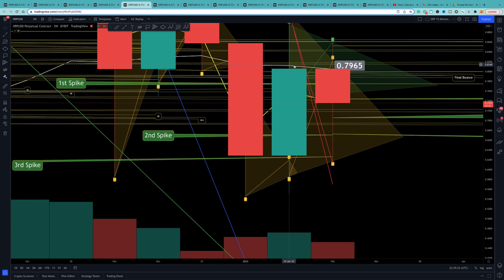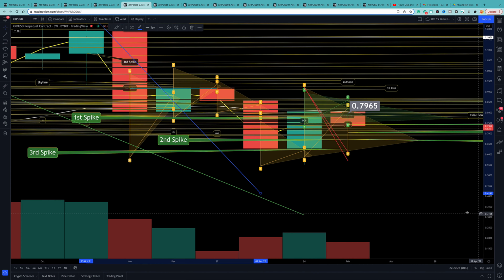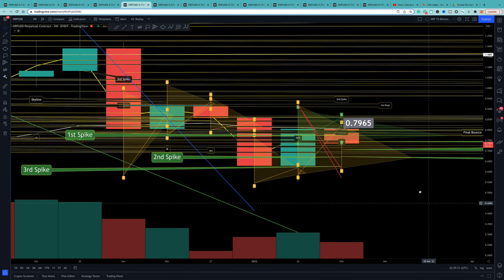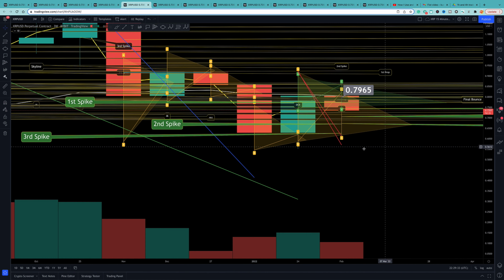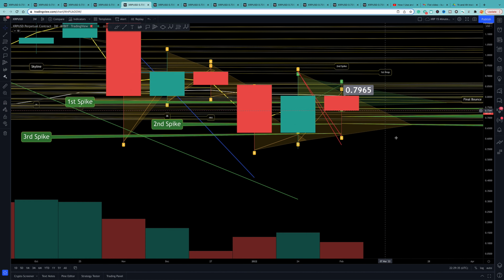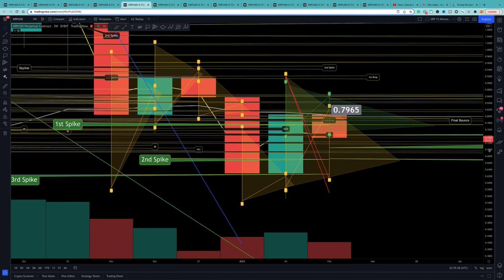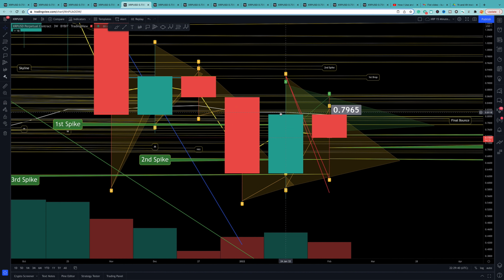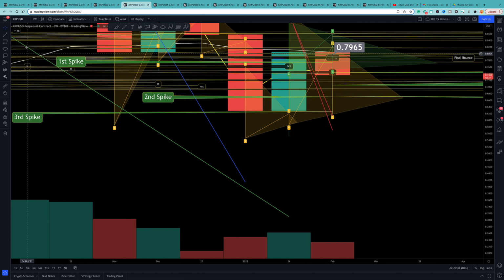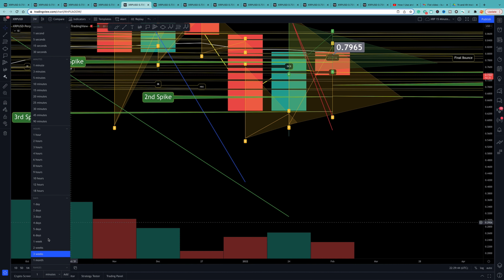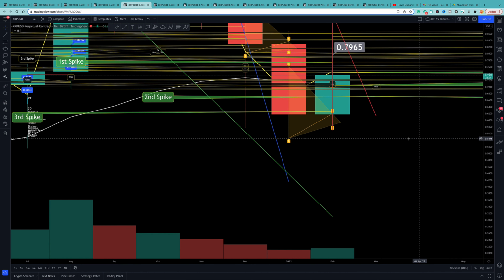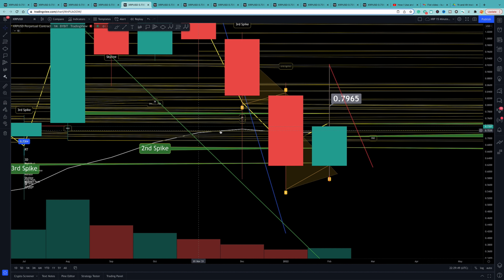Now again, there's the 20 here. Where's the 55? Is the 55 even shown on the chart? I can't even see the 50. I don't think sometimes when you go so high into the timeline, the higher MAs don't show. Yeah, so there's the month, and there's the 20 there.